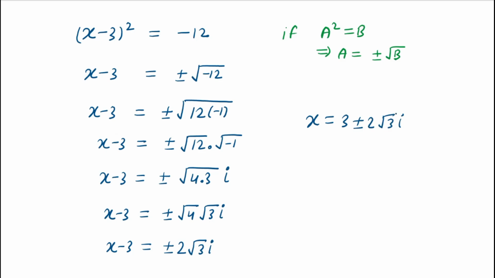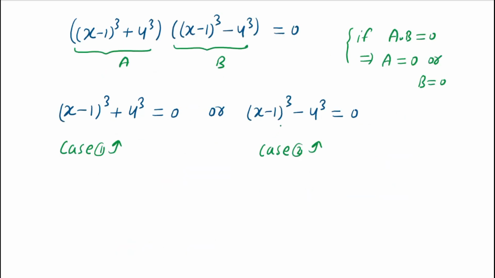Here the second solution, x2, is equal to 3 + 2√3 iota. And the third solution, x3, is equal to 3 − 2√3 iota. Now solve case second. And case second is (x − 1)³ − 4³ is equal to 0.